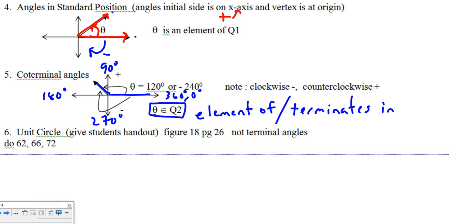What is the coterminal angle of 90 degrees? The coterminal angle is equal to negative 270 degrees. Coterminal angle of 180, negative 180. Coterminal angle of 30 is going to be negative 330 degrees. Coterminal angle of negative 10 is a positive 350 degrees.